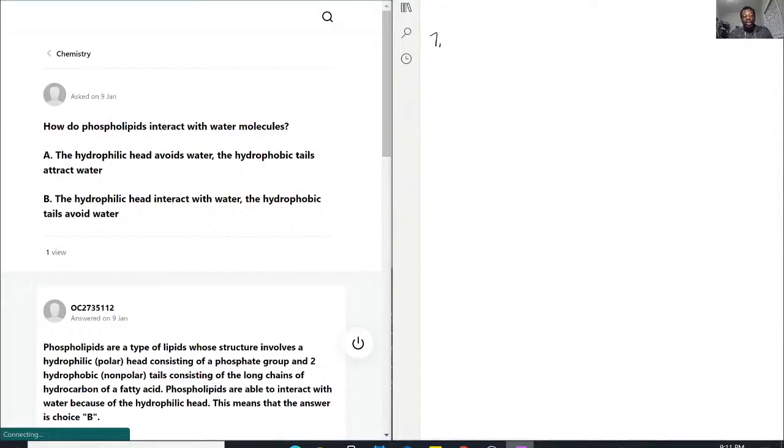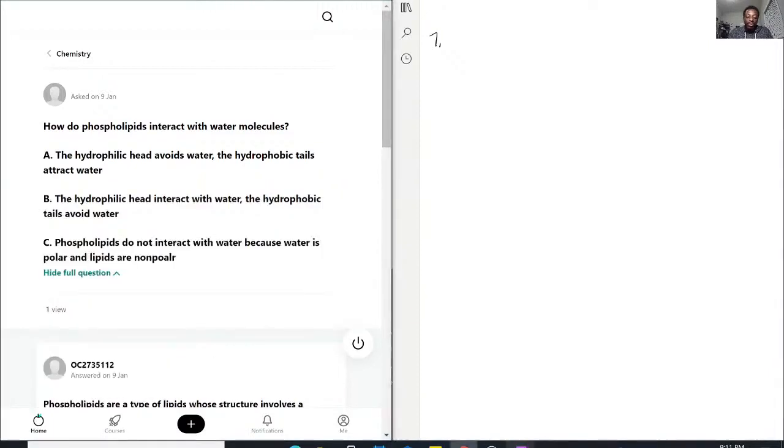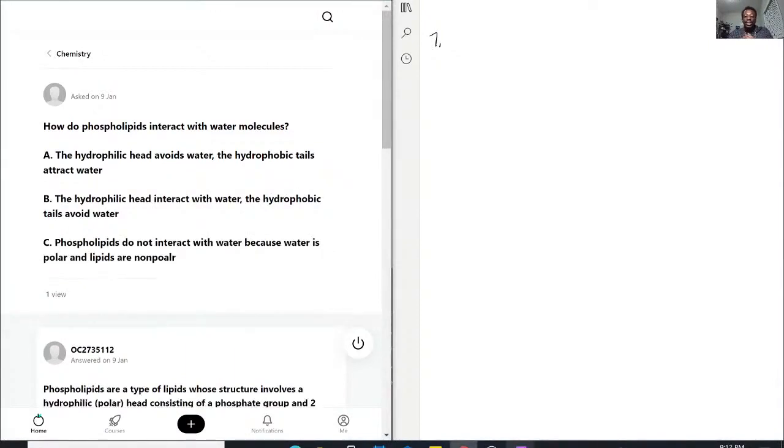How do phospholipids interact with water molecules? So, with that being said, the phospholipid, the one I think of, at least when they mention this, is the phospholipid bilayer. This is when it refers to cells, specifically, I guess animal cells will have this. And the phospholipid bilayer kind of looks like this.